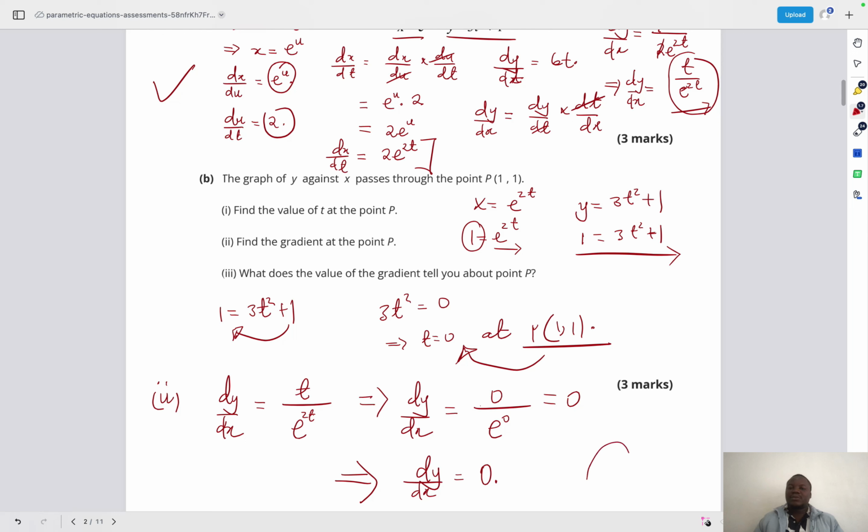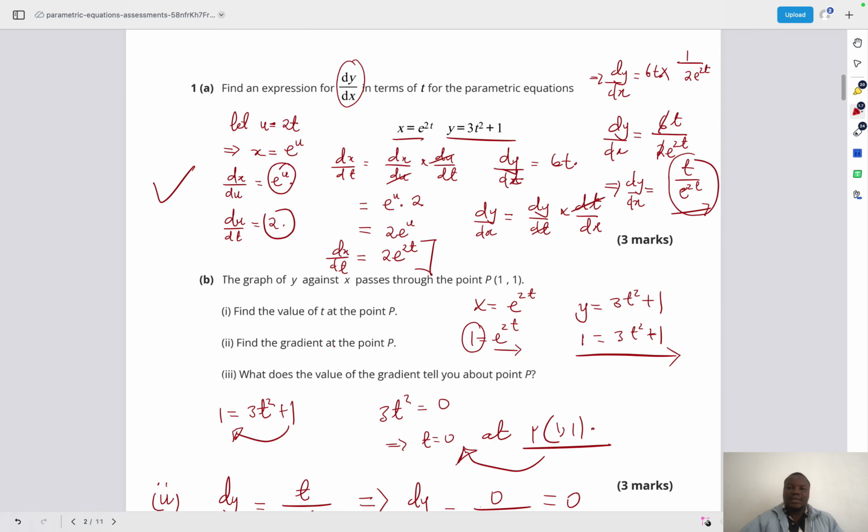If dy/dx is 0, it means the curve is turning. So now we are just going to say it means the point P is the turning point of this curve. So this is how we answer this one question here on parametric equations.